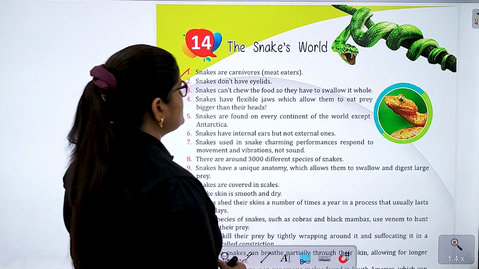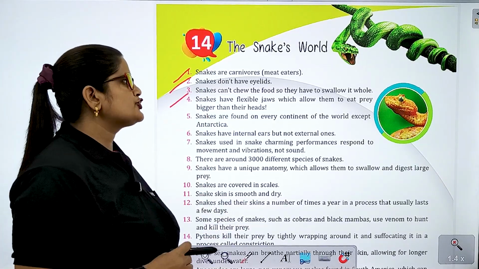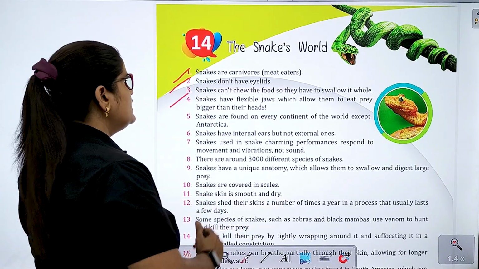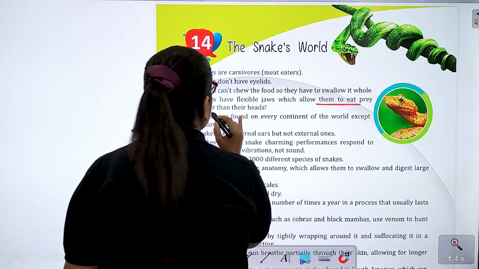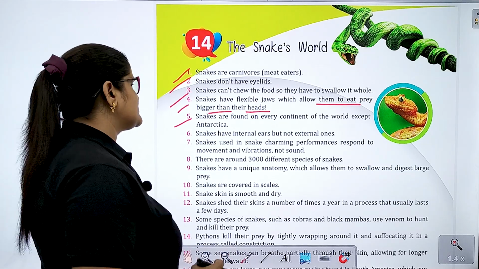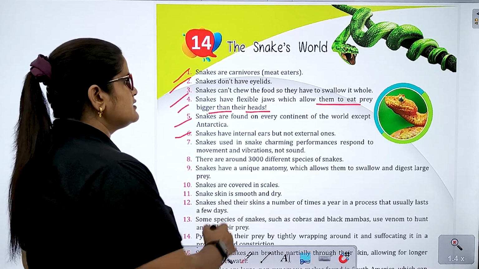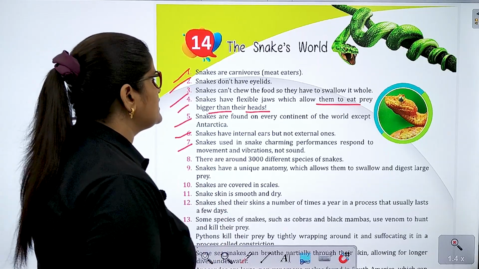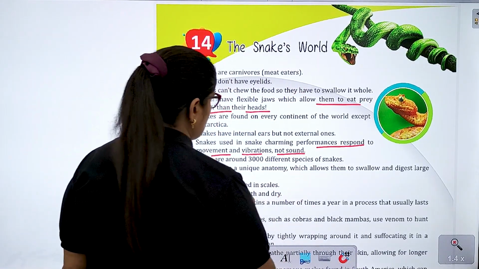Snakes are carnivores, meat eaters. Snakes don't have eyelids. Snakes can't chew the food, so they have to swallow it whole. Snakes have flexible jaws, which allow them to eat prey bigger than their heads. Snakes are found on every continent of the world except Antarctica. Snakes have internal ears but not external ones. Snakes used in snake charming performances respond to movement and vibrations, not sound.